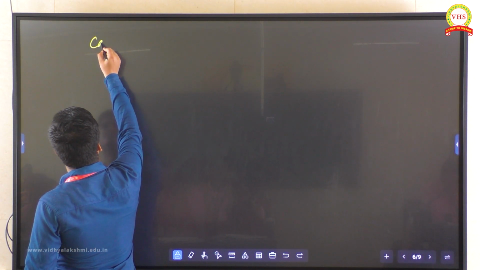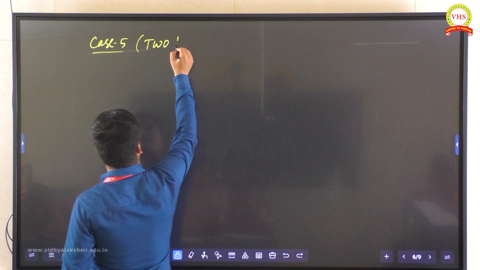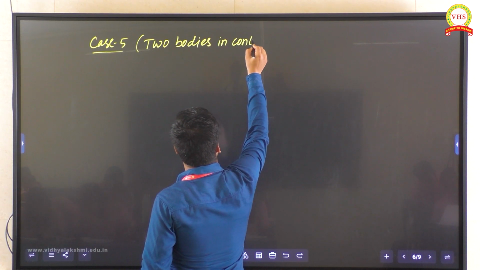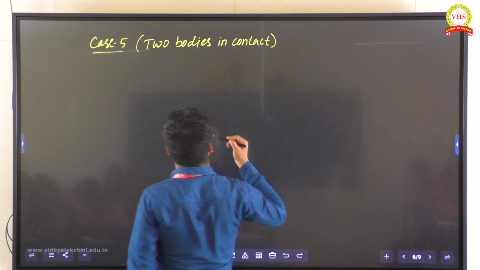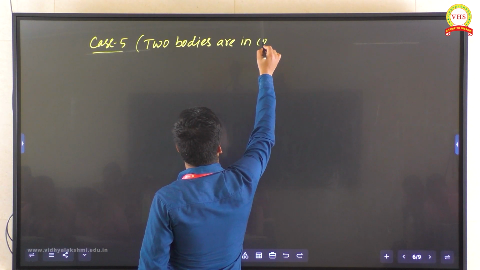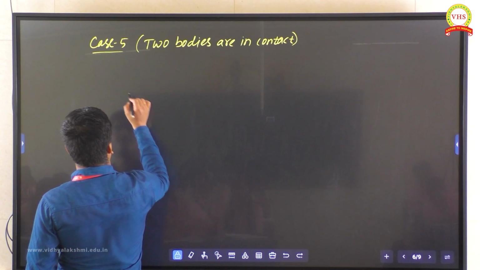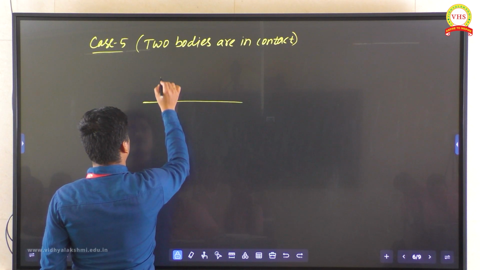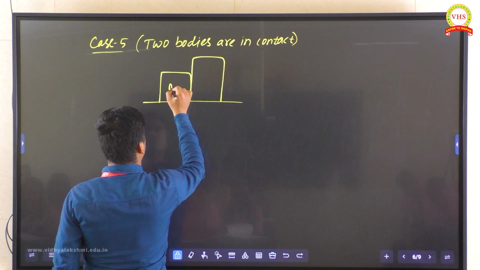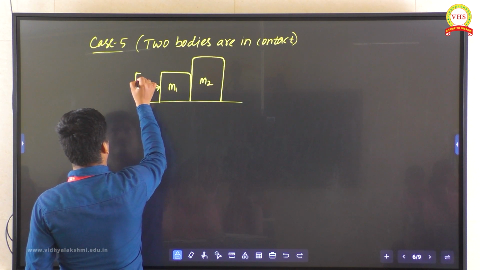Case 5, listen. Two bodies in contact. If two bodies are in contact, then find what the normal reaction is. All of you listen. You take a floor here. Now this is one mass m1, this is another mass m2. Now here one force F is applied.